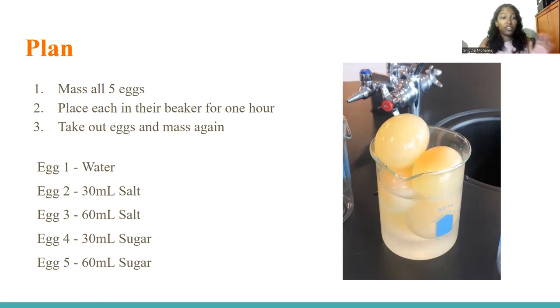Then our second egg was placed into 30 milliliters of salt, which is supposed to be our hopes for the isotonic solution, roughly probably what the egg also has within it. So no change in mass should be occurring with the 30 milliliters. That was just our hypothesis, which we'll get into after. And then 60 milliliters of salt, which is highly concentrated, and that means that water should be leaving the egg and going into the actual solution, since that's how osmosis wants to go. It wants to even it out. And then we did for egg 4 and 5 the same things, 30 milliliters and 60 milliliters, except with sugar.